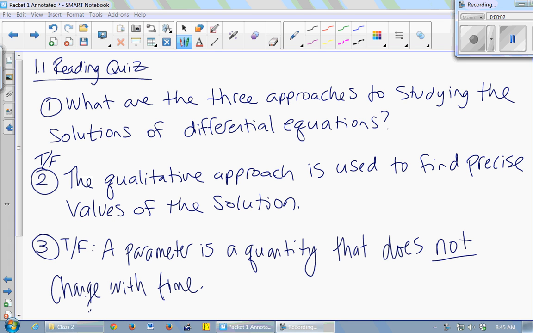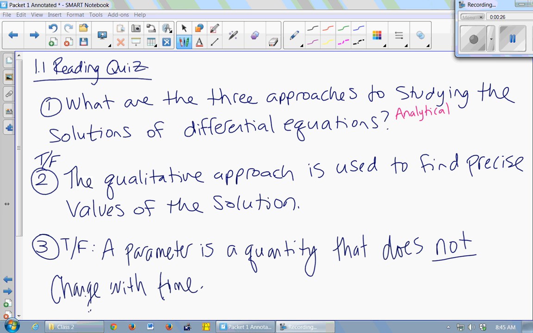Approaches to studying the solutions of differential equations? Those are the 3 steps in the modeling process. Yeah. Analytical, quantitative, and qualitative. Numerical is the same as quantitative, yeah.